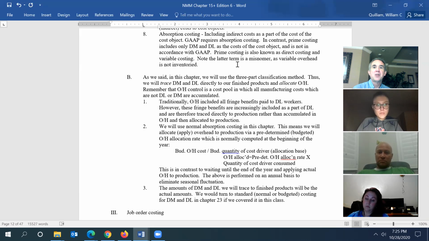I mention it because sometimes it's used just for internal purposes. And prime costing is also known as direct costing and variable costing. Latter terms a misnomer because variable overhead is actually non-inventoried under prime costing. So just wanted you to see that term there in case it comes up at some point. If you take upper division cost accounting, which I would urge you to do because it's a good one after this course, we cover most material that's in there. Well, in there you will see prime costing.